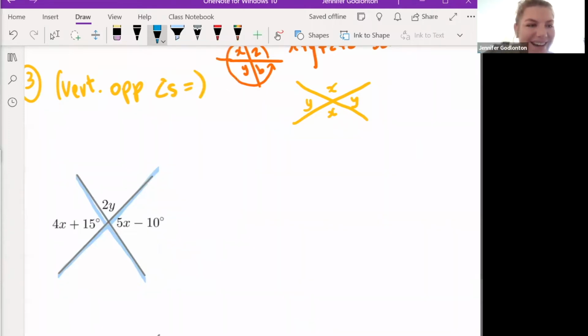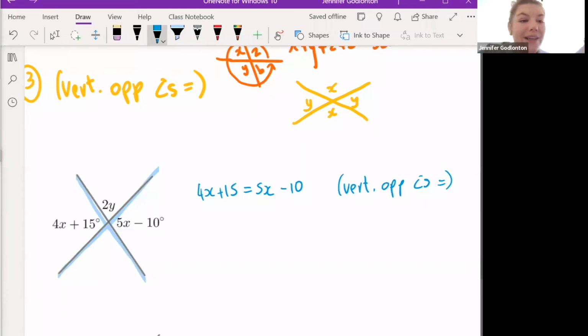Okay, let's chat about it. Yondela is like, I'm ready. Yondela, can you talk us through one of them? So what I said is 4x plus 15 equals 5x minus 10 because of vertically opposite angles. Beautiful, 100%. Okay, I like that. Can you carry on working that out for me? I'm still trying to. No, that's great. I really like that first line. I'm going to work out the next line from there for you guys. That was really great though.